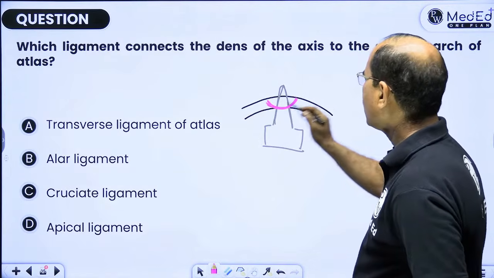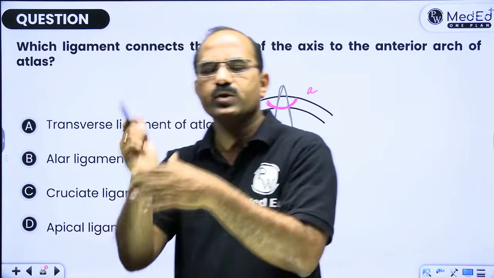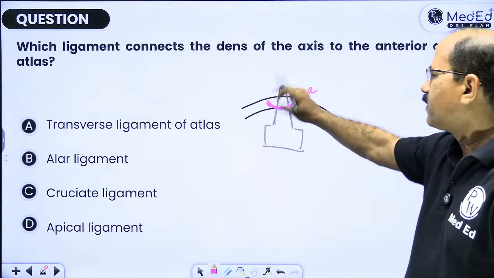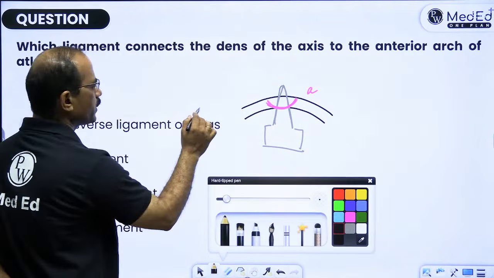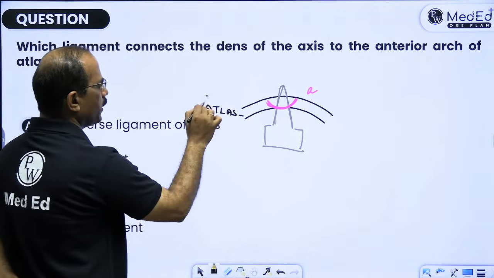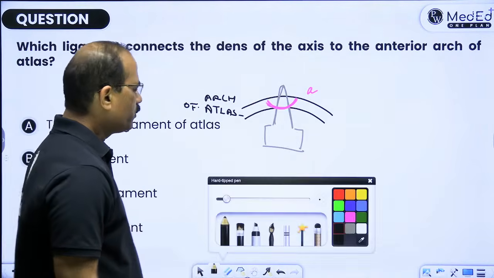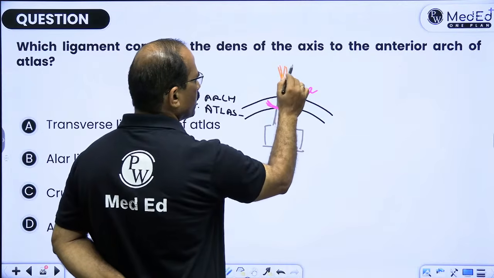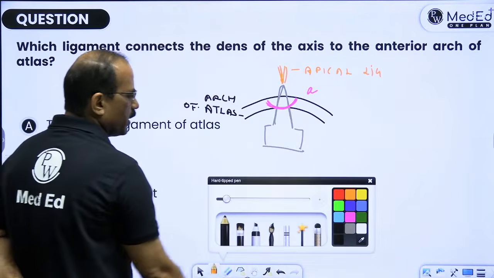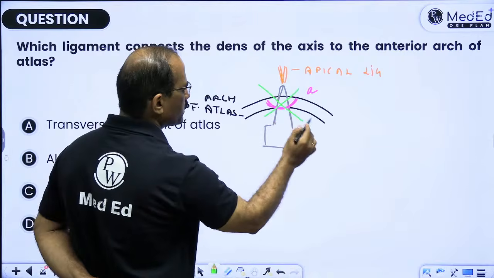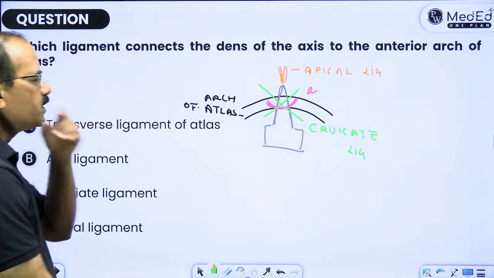This is A. That's the transverse ligament of dens. The transverse ligament of dens is going to keep the dens attached to this atlas. This is the atlas, the arch of atlas. That's the odontoid process. From the tip of the dens, the apical ligament begins, and एक X-shaped ligament होता है यहाँ पे. This is what we call the cruciate ligament, which keeps the dens in its position.